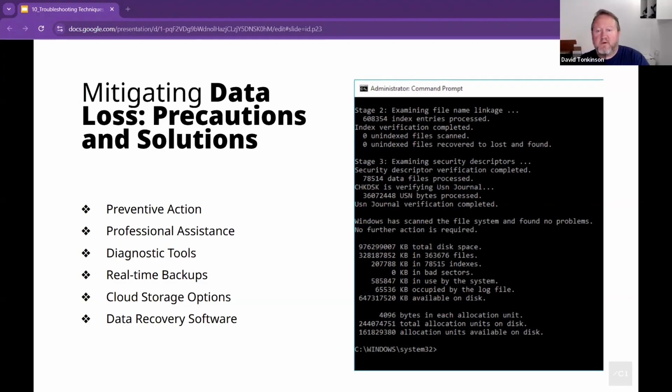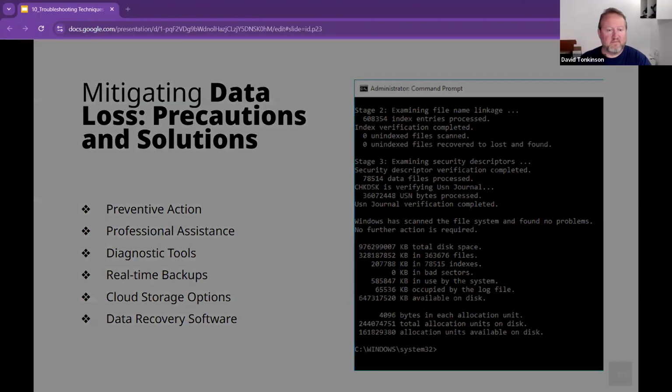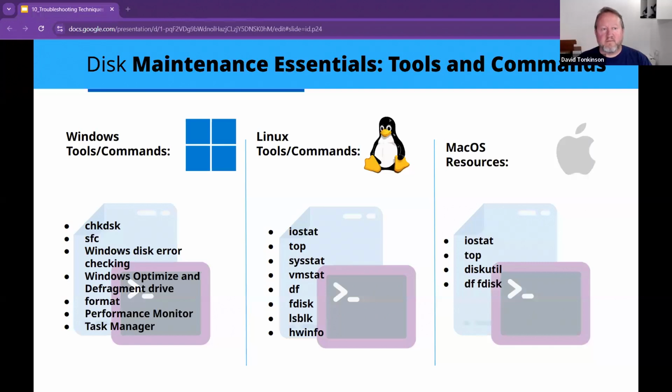But if it all comes to the end, we know we can lean on some data recovery software. It is going to cost money to recover anything. So backup is your first line of defense. So all the operating systems have a disk maintenance tool. CompTIA will ask you a little bit about this, not in any massive detail. Okay, so Windows has several: check disk, SFC, Windows disk error checking, Windows optimization, and defragging drives.